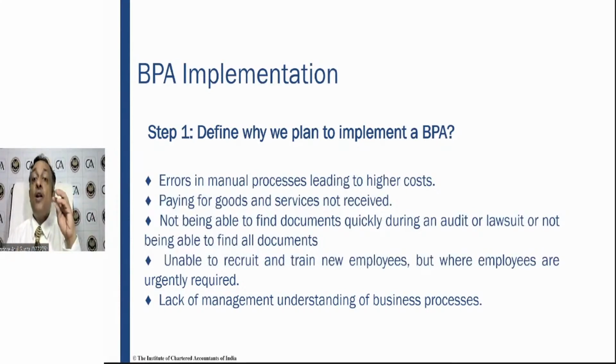So why do we go for business process automation? First, a good reason will be that there are errors in manual processes leading to higher cost. There was an analysis done and it was found that a lot of activities being done manually are subject to a lot of human error.